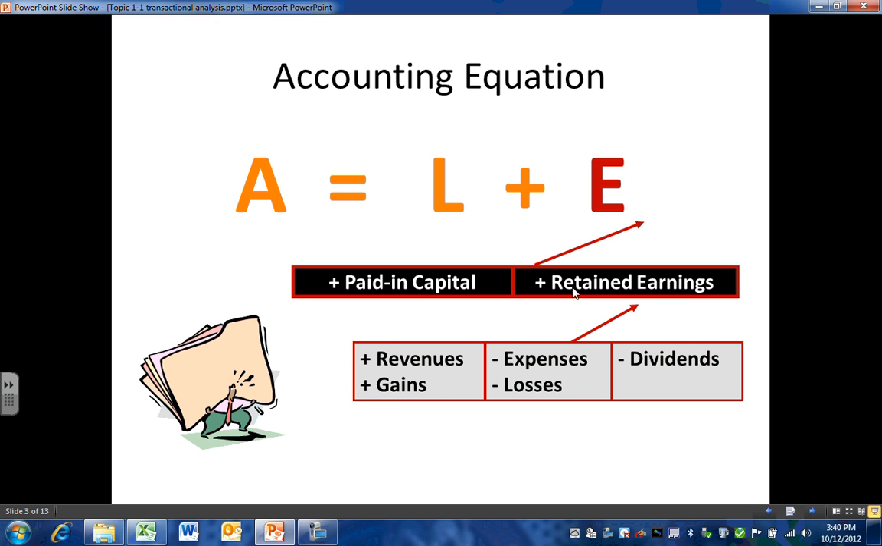Net income increases retained earnings. Well, owners have a choice. They can take all of the net income and put it back in the business, or they can take all or part of it out in the form of a dividend. So we can say that retained earnings will increase by the amount of income for a period minus dividends paid in the period.